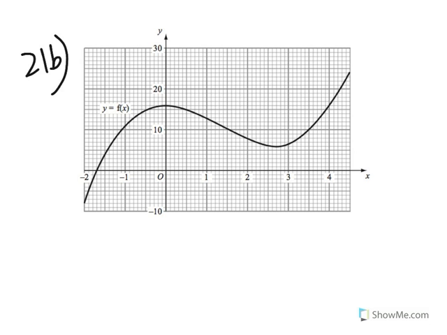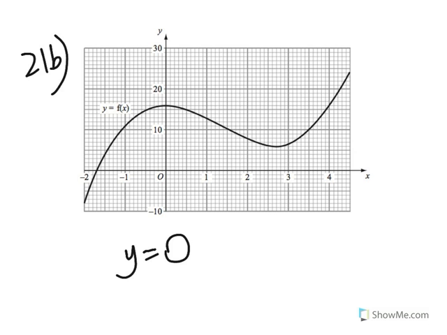Okay, 21b. They're asking you to find an estimate of the solution to the equation f of x equal to 0. f of x is nothing but y. When f of x is equal to 0, y is equal to 0, because the whole function is equal to 0. So when y is equal to 0, what is the value of x? That's what they're asking you for.